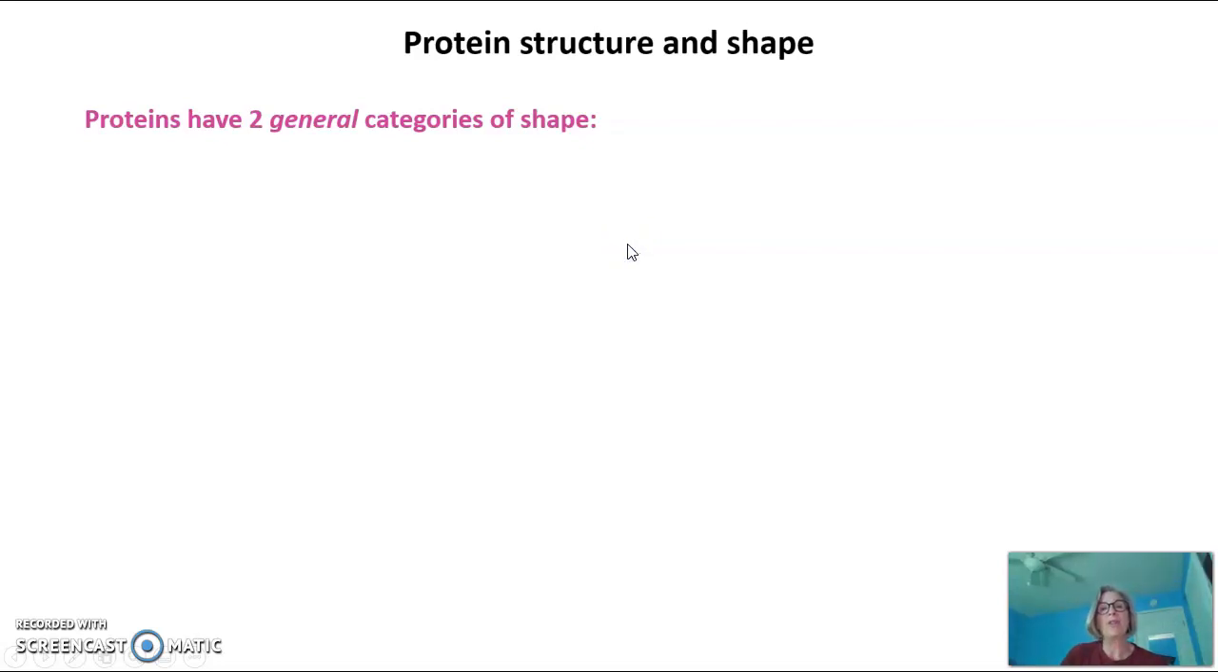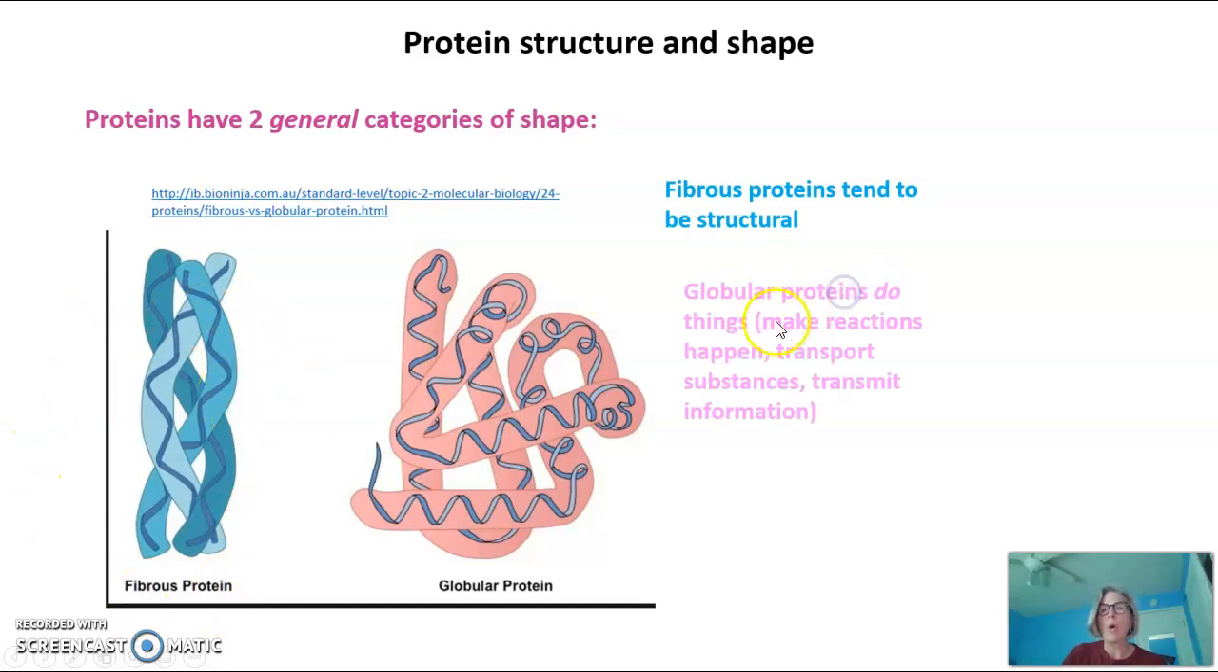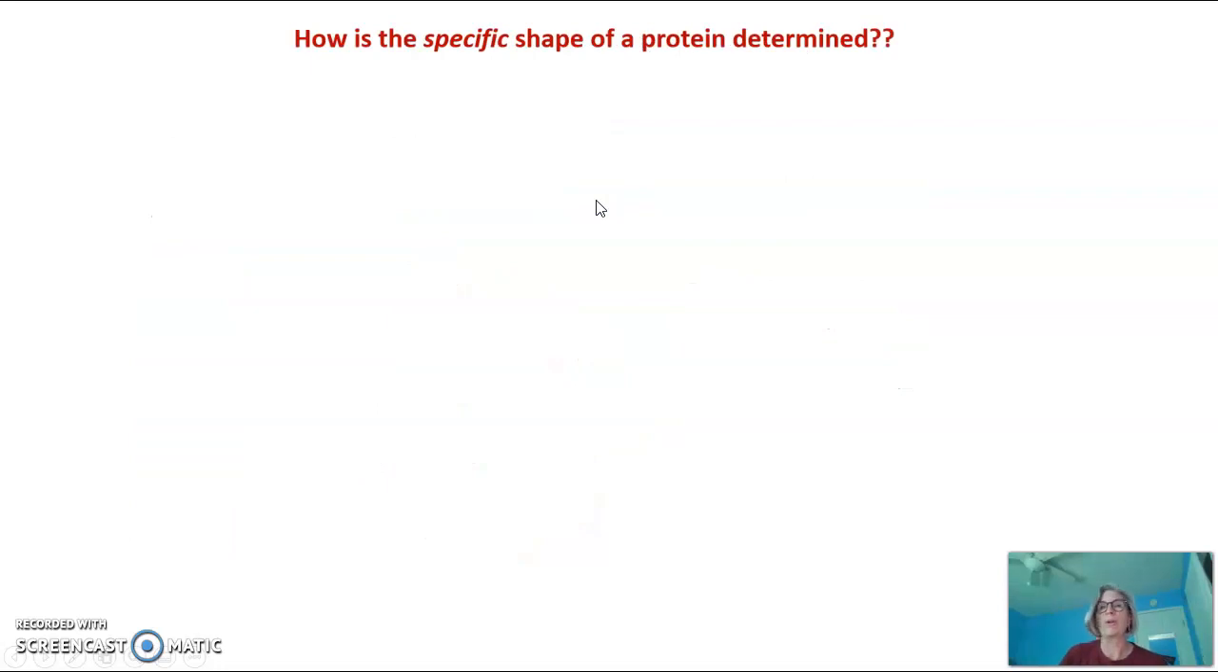So proteins have two general categories of shape, and they're pictured here. They can either be fibrous proteins, as is pictured on the left, which kind of looks like stringy proteins, or they can be globular. Globular kind of looking like a blob, a little bit more lumpy. Globular proteins do things like make reactions happen or transport substances or transmit information, whereas fibrous proteins tend to be structural. So those were general categories of shape.